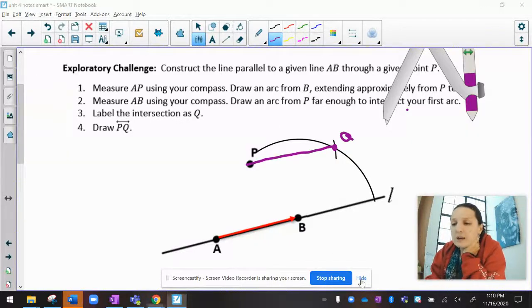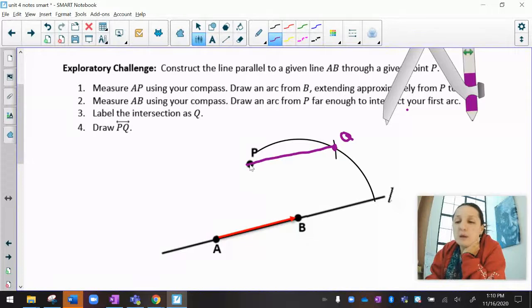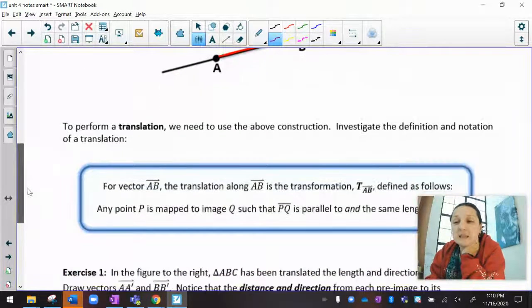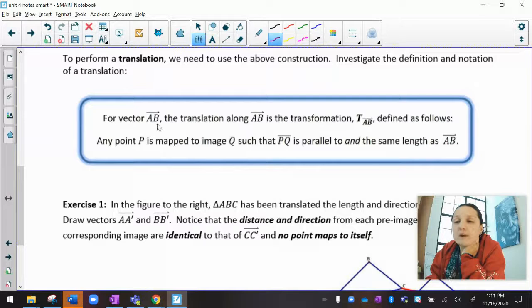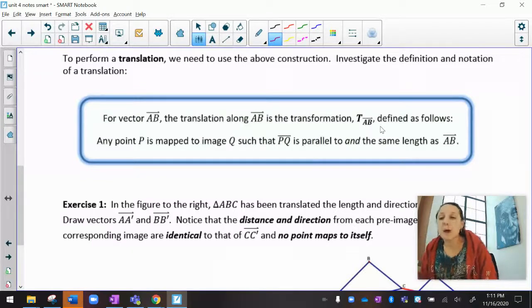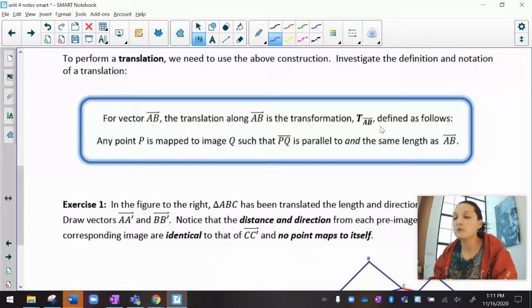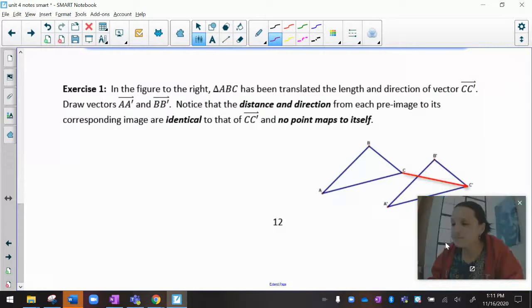Well, what we also technically did is we translated P to Q the same way A got translated to B. A translation is a slide, okay? So for a vector AB, the translation along AB is the transformation capital T with a subscript of AB defined as follows. P is mapped to Q such that PQ is parallel to and the same length as AB. Long story short, all this really means is that when you translate something, everything goes in the same direction a certain distance. So we are going to do that down here.